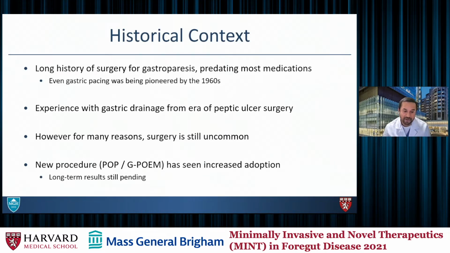However, there are many reasons that we still find surgery to be very uncommon with gastroparesis, and a lot of this is because of the outcomes that we see with surgery. But there are new procedures popping up, like the POP, for example, peroral pyloromyotomy or G-POEM, which has increased in adoption. And we've also started performing those here at Mass General Hospital.